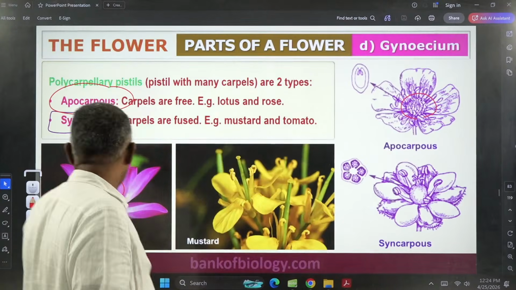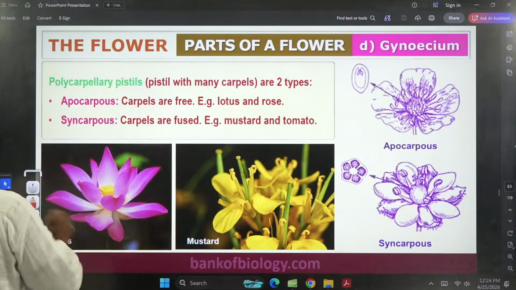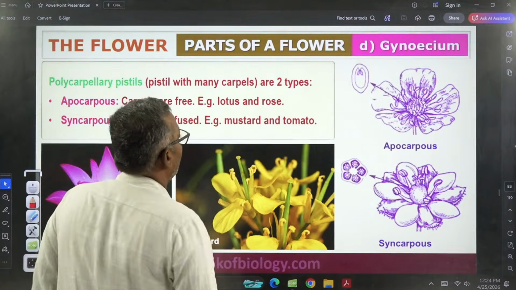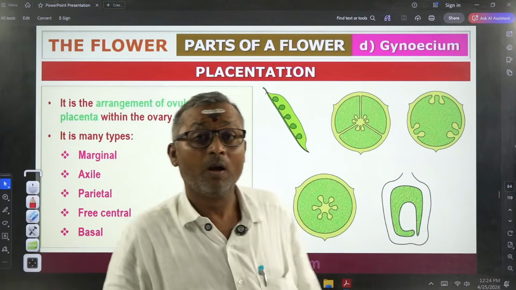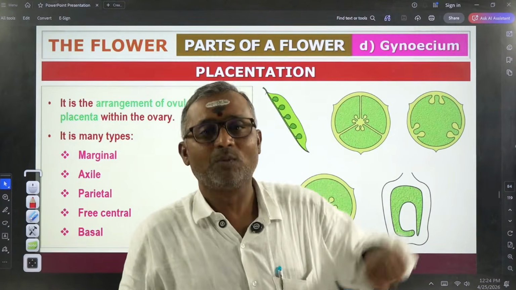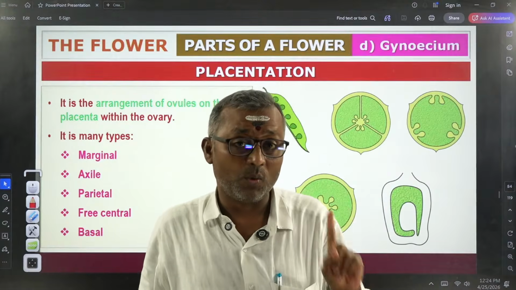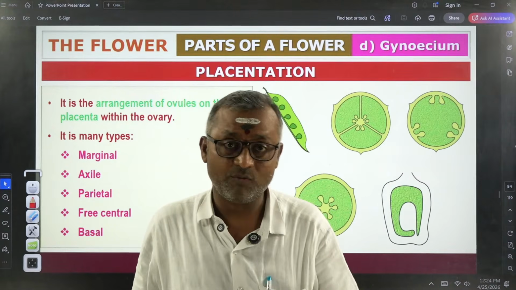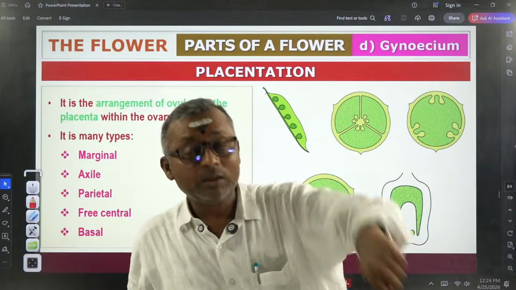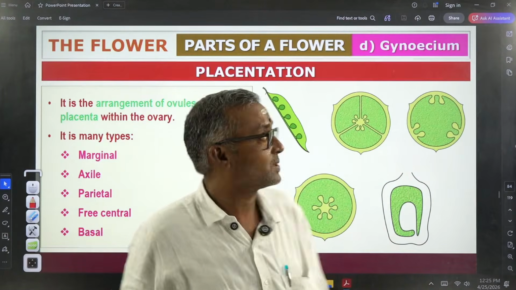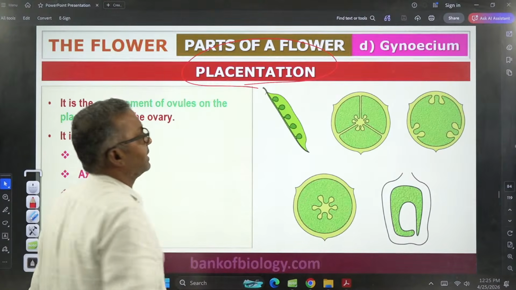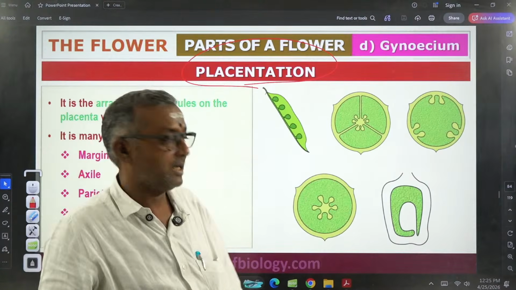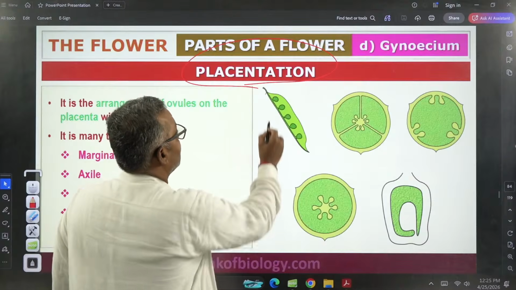So this is what you can see here. Next, one more important thing is the mode of arrangement of ovules on the placenta inside the ovary. What is it called? The mode of arrangement of ovules on the placenta inside the ovary is called placentation.